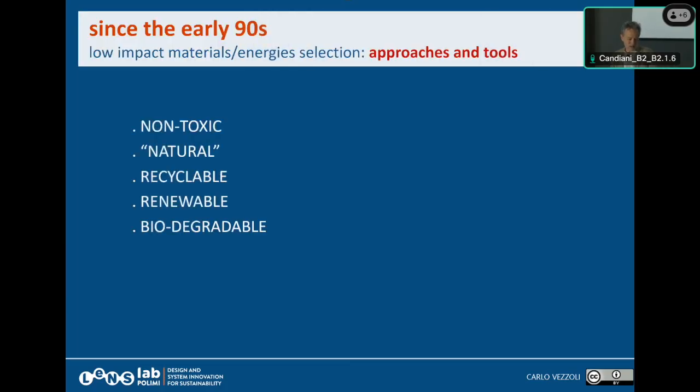Then in the early 90s of the last century, the attention started to be on material, okay? First was on material, so non-toxic material, so we understood that some materials were toxic, so they were banned. There was the issue of natural material, even though everything could be natural, but it doesn't say that being natural is without environmental impact. It depends how you treat it. We start to speak about material that are recycled, renewable, and biodegradable.